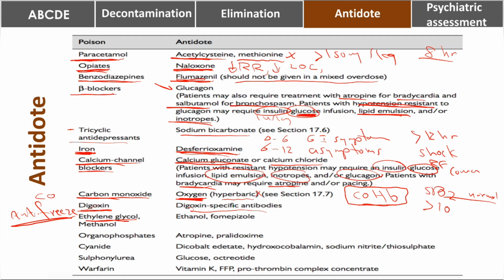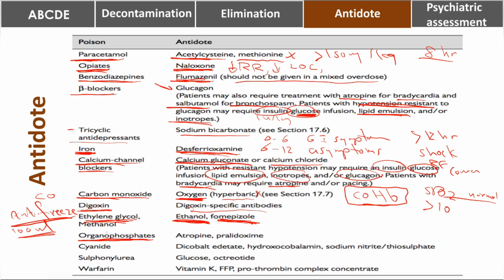What is the antidote for ethylene glycol, for antifreeze? By the way, if you take more than 100 ml, it is absolutely toxic. You give alcohol. Different types of alcohol can be given. So you give ethanol for the patient. Fomepizole is also a good antidote if available, but it is very costly and usually not available.